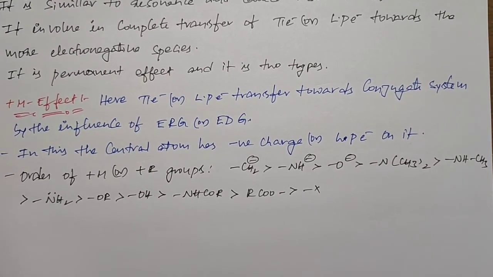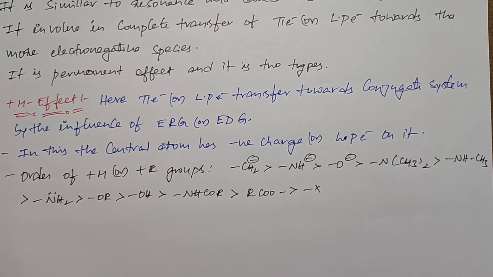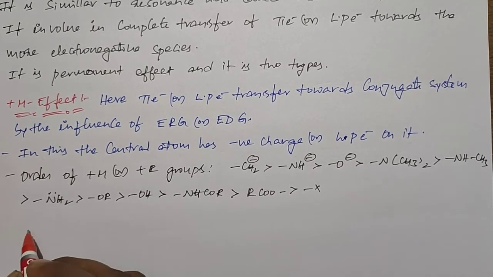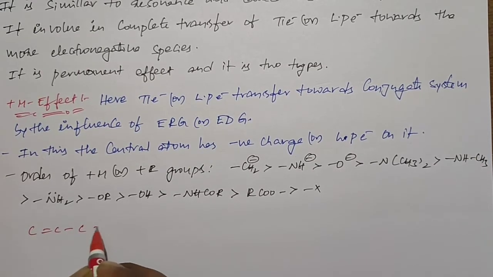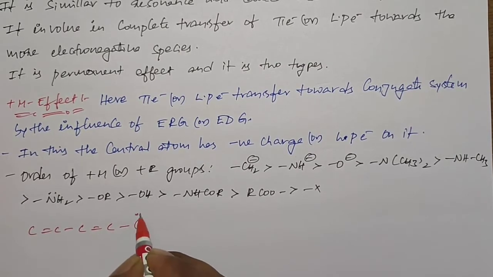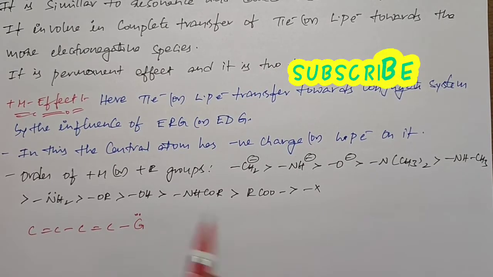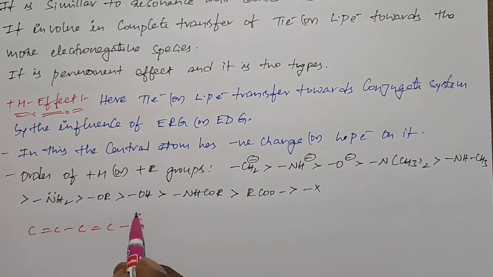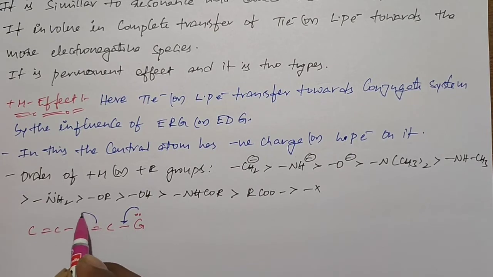Now I give one example. Generally, what is the plus M effect? In the plus M effect, the pi electrons or lone pair electrons are transferred towards the conjugate system. Conjugate system means we have alternate double bonds and single bonds like this. This group is a plus M group. When the lone pair electrons are transferred towards the conjugate system, the pi electrons can be transferred in this manner.